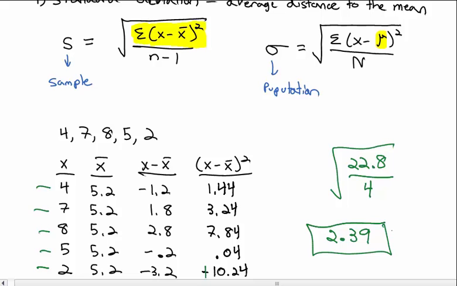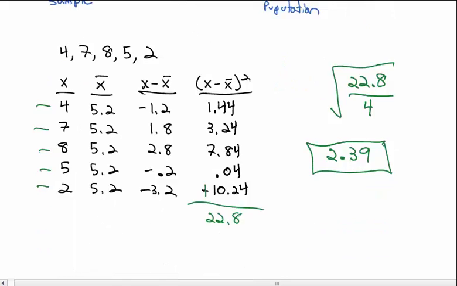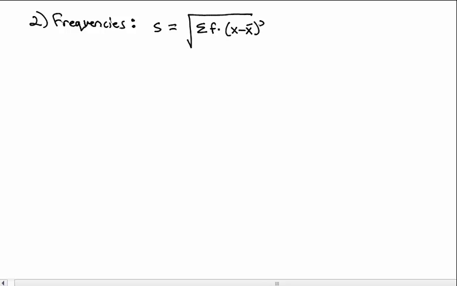Now we can tweak the standard deviation formula just a little bit if we also look at frequencies. So instead of listing out the numbers, we know the frequencies of the numbers. If we know the frequencies of the numbers, the formula changes slightly. For the sample, the standard deviation is now the square root of the sum of the frequency times the difference, x minus x bar squared, divided by n minus 1.